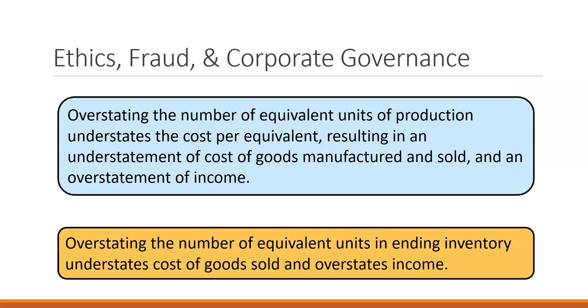We also talk about ethics, fraud, and corporate governance in accounting. If we are incorrectly valuing our overhead, then all of our financial statements are incorrect. If we overcost or undercost our inventory, we record an incorrect cost of goods manufactured and sold, then we will record an incorrect profit margin and can record an incorrect net income. That is the end of chapter 18.